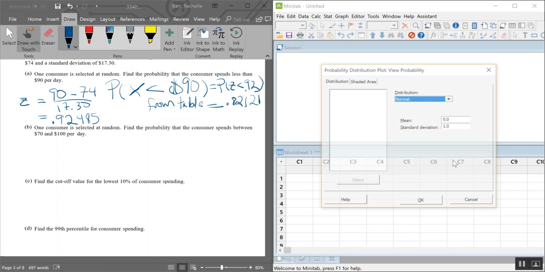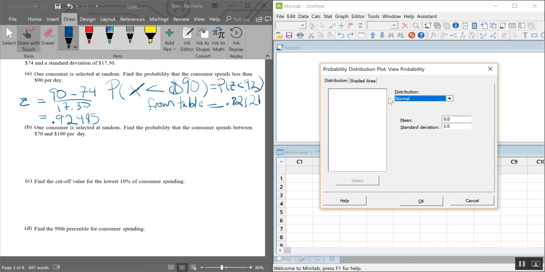We'll hit OK. And it automatically pops up with normal, mean 0, standard deviation 1. It's the standard normal distribution. It appears that this automatically assumes you're going to be doing the z-score thing because it is literally the most common thing this gets used for. So let's go to Shaded Area, because basically this is just asking you, hey, what are you doing this on? This guy, standard normal. Now I have to tell it what I want.